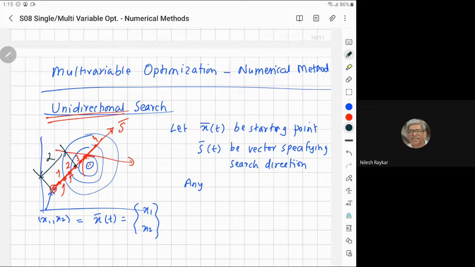So once we know the starting point and a search direction, any point on this line can be expressed purely based on alpha. All your x1, x2, x3 can be expressed in terms of alpha, and then your function also can be expressed in terms of alpha. So let's see how it is done.